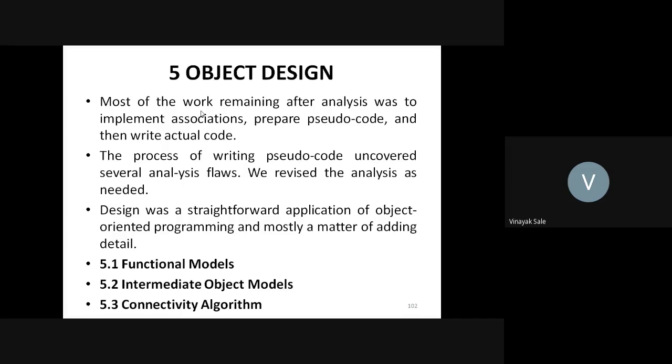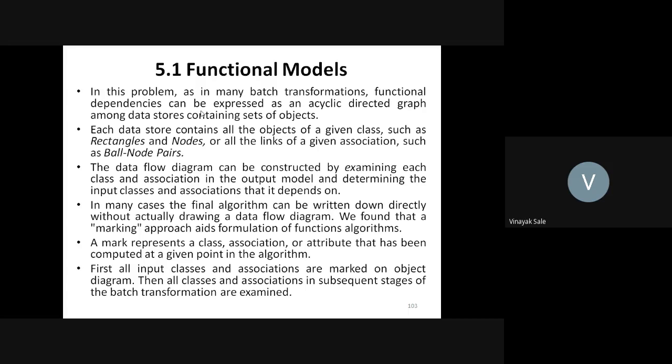So it has three parts: functional models, intermediate object models, and connectivity algorithms. We'll see in detail one by one. So first is the functional model. In this problem, as in many batch transformations, functional dependencies can be expressed as an acyclic directed graph among data stores containing sets of objects.